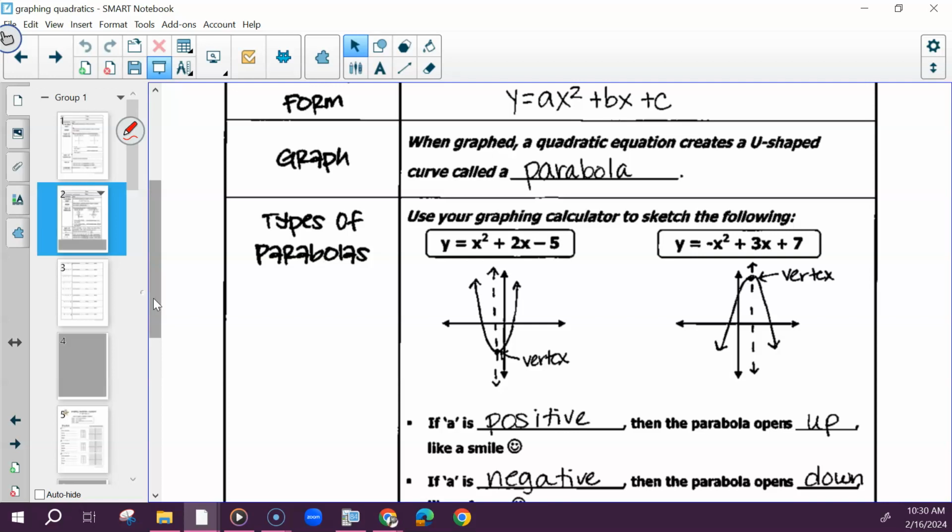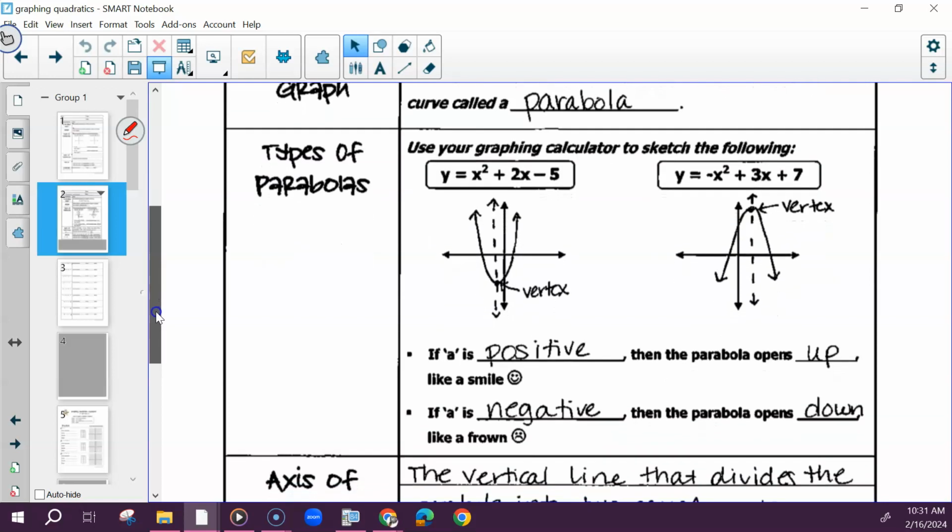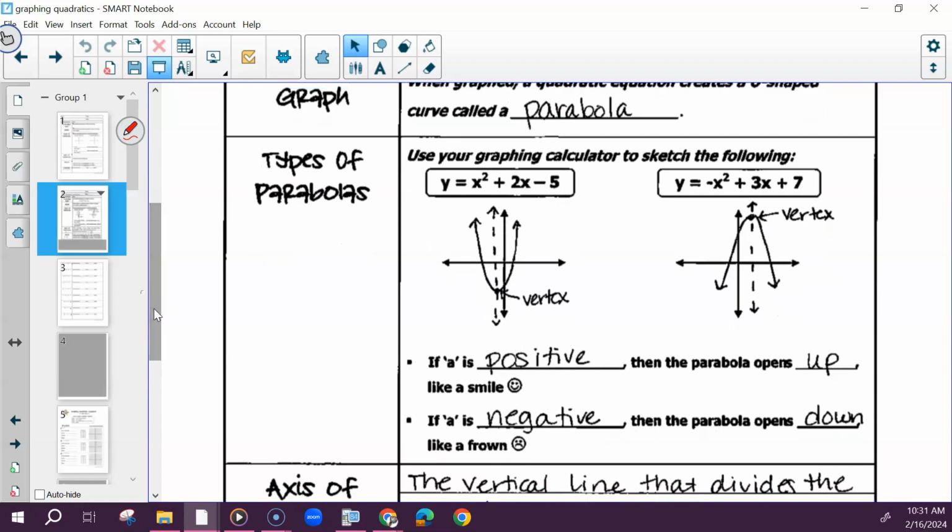If our a value, the number in front of our x squared, is positive, that's going to tell us the parabola, the U shape, is facing up. If that value is negative, the parabola is going to face down. So if you think about all the times we were factoring and we had positive a values, those were quadratics or parabolas that were facing up if we had graphed them, and the negative ones face down.